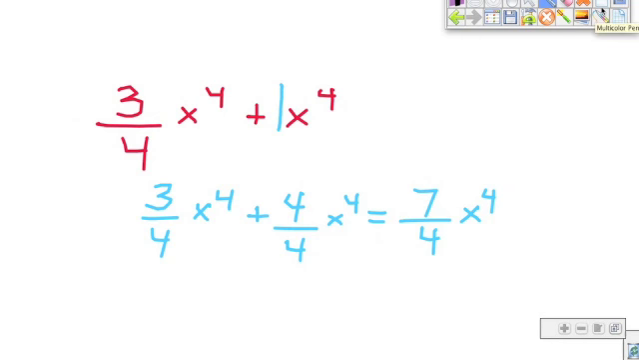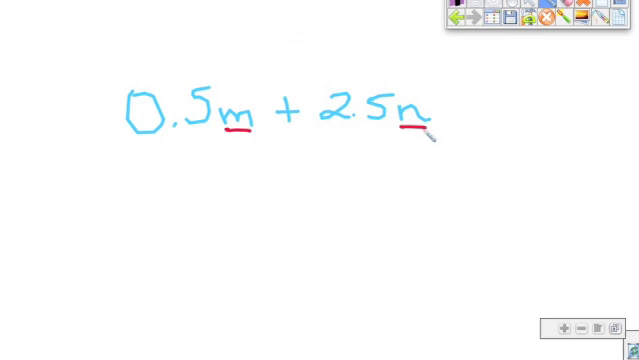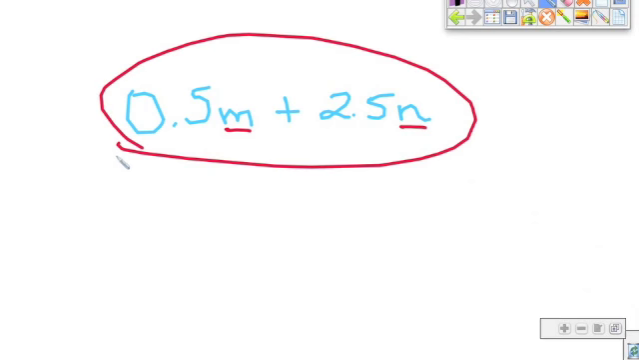Now, what do we do if we have two different variables that are not the same? Something like this: 5.5m plus 2.5n. What do we do when that happens? Well, can I mix an m with an n? Nope. So this is the answer. You just leave it just like so. All right, well, I hope this helps you on your homework.